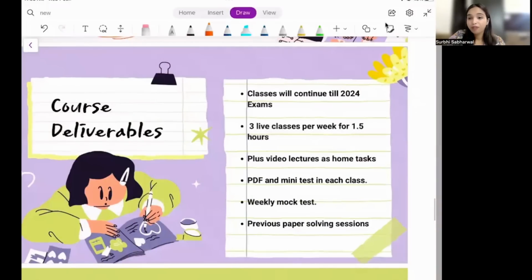Let us talk about the course deliverables. The classes would continue till your 2024 examination, the last exam from these 16 universities. Whichever is the last examination, we would be continuing the classes till then. We would have 3 live classes per week for 1.5 hours. You would also be getting video lectures as home tasks.